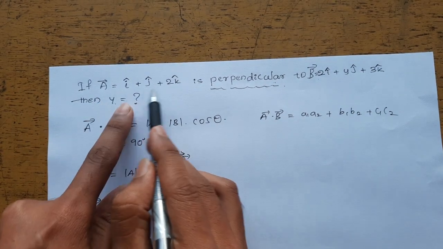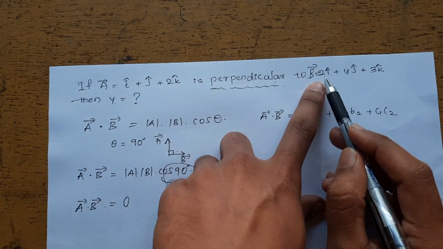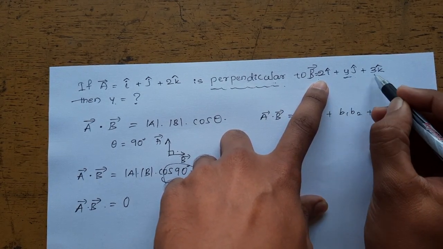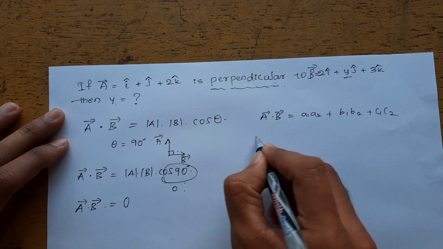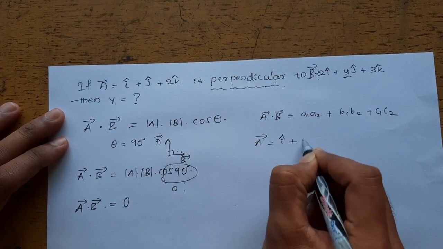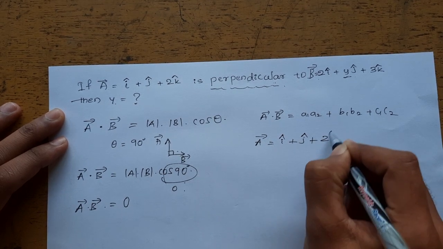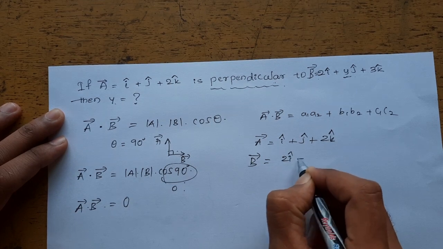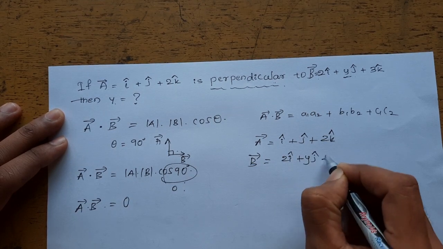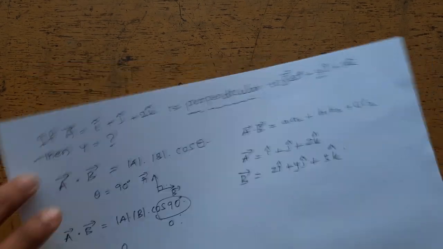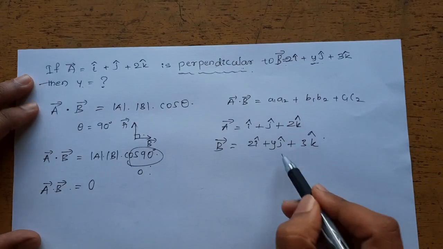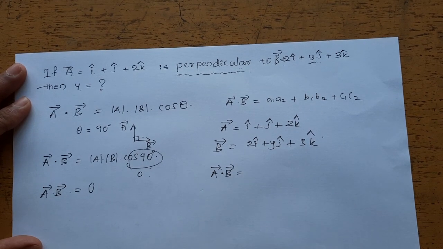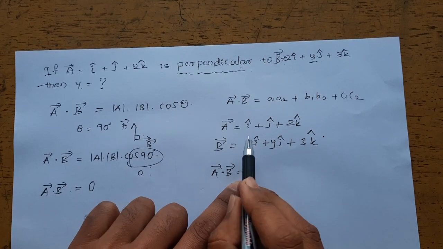This is a vector i, j, k. Here this is one more vector, i, here it is y. This y value we have to find out, and this is 3k. So, I will rewrite here: vector A is equal to i plus j plus 2k and B is equal to 2i plus yj plus 3k, and by using this we can calculate the y value. What can we calculate? A dot B. We will do our normal process. A dot B is what?